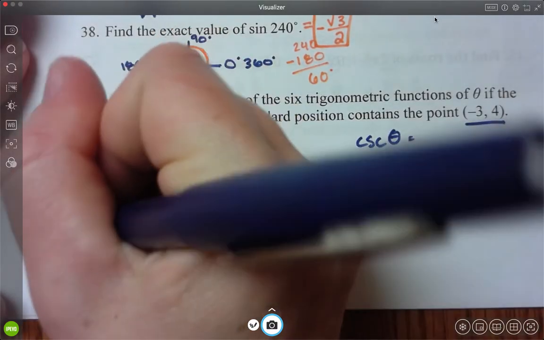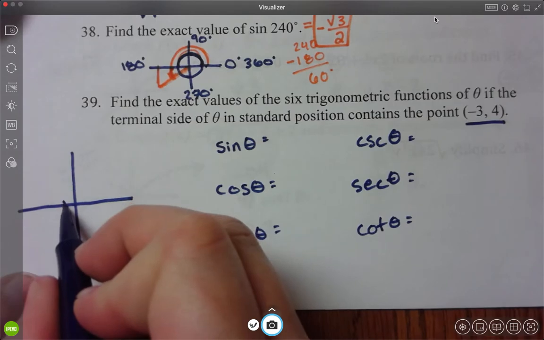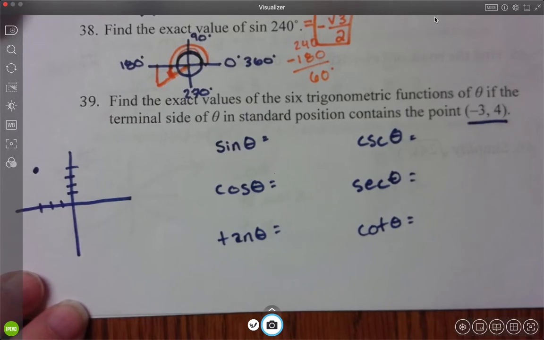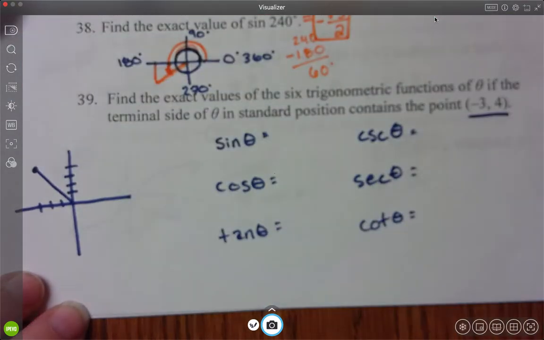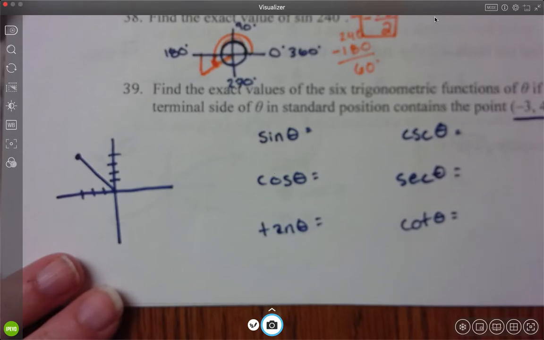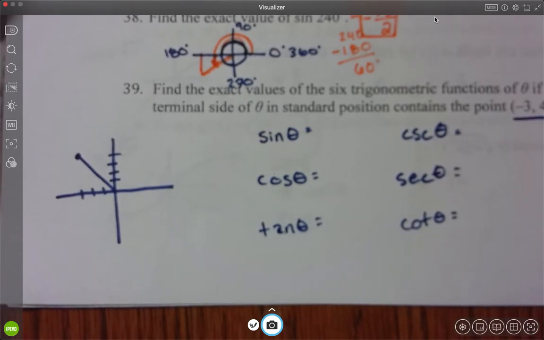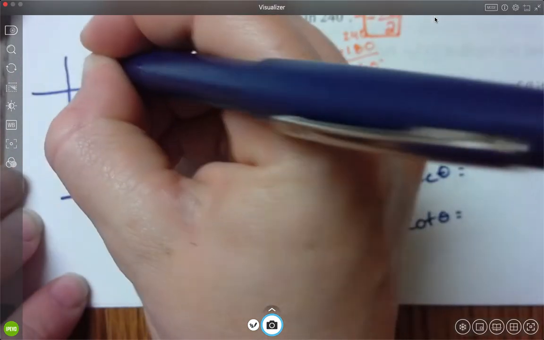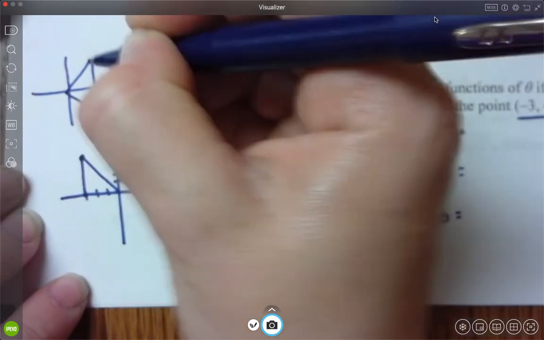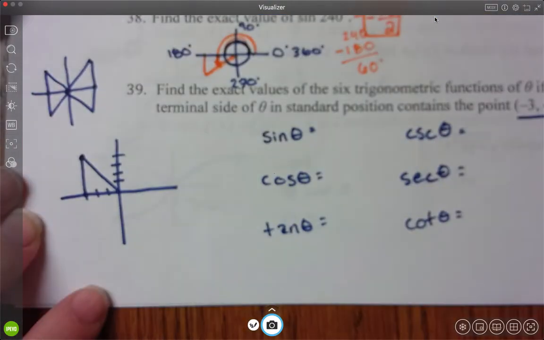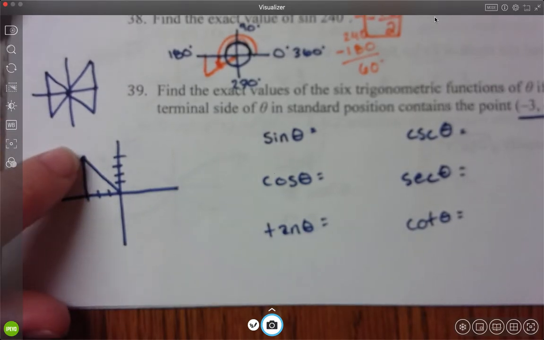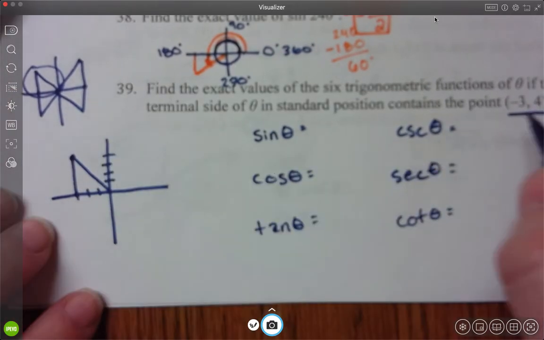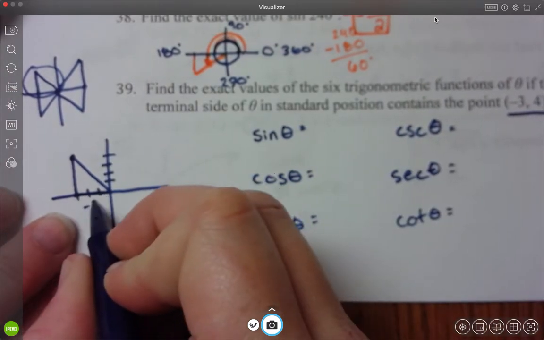So I'm going to draw where negative 3, 4 lives. Negative 1, 2, 3, up 1, 2, 3, 4. It would be this dot right here. So what I do is I connect it back to 0, 0, and then I make a triangle out of it. We never make hourglasses, we always make bow ties, which means we connect it back down this way. If it's here, I connect it this way. If it's here, I connect it that way. These are my bow ties. Since it's in the second quadrant, I make it look like this part of the bow tie right here. And this point is negative 3, 4, which means that this length from here to here is negative 3, and this height right here is 4.